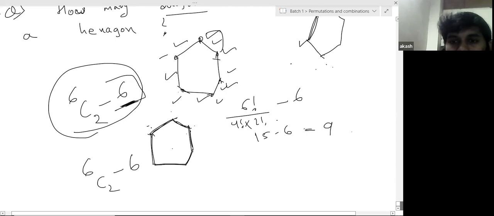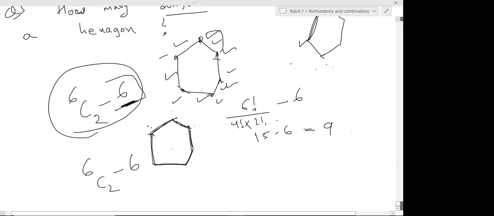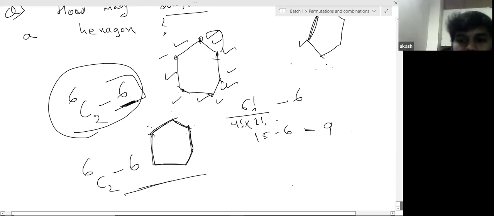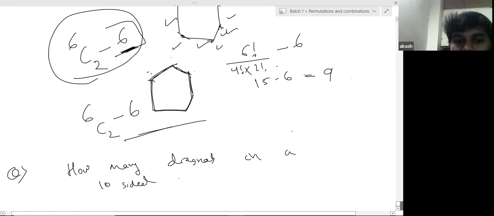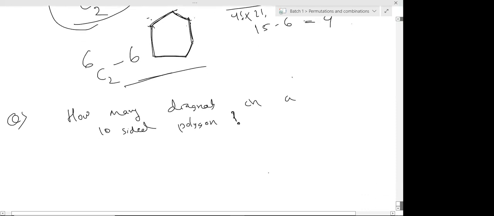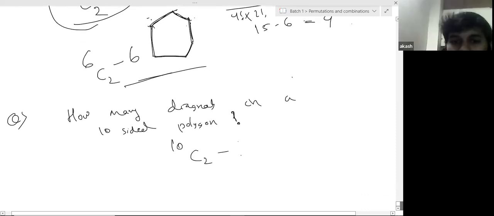Is it clear, Gautam? Yes, sir. Yeah. So write it down. So if I ask you the same question about how many diagonals in a 10-sided polygon, then what will be the answer? 10C2 minus 10. Absolutely right. 10C2 minus 10.